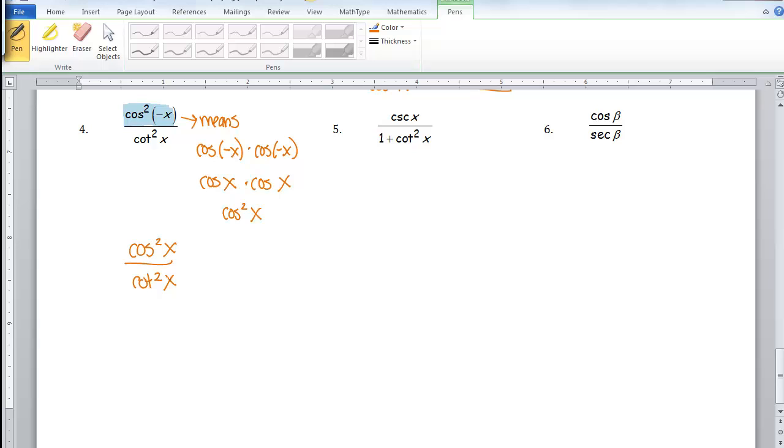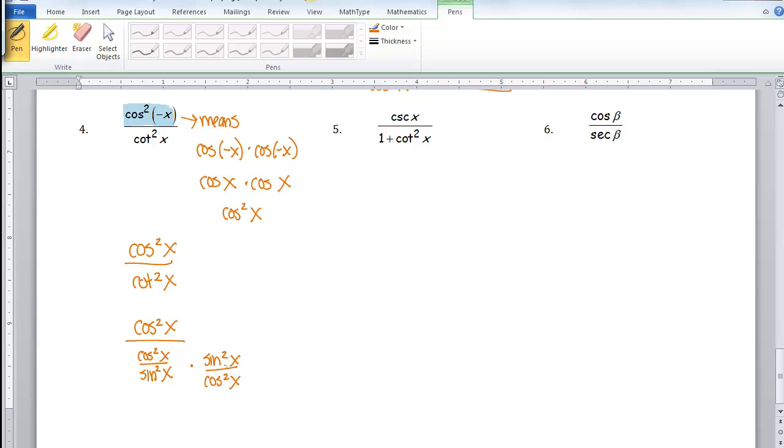I'm again at a spot where I can't do Pythagorean identity. I already have one fraction and there's nothing to factor out. I want to put things in terms of sine and cosine. And so again, that quotient identity for cotangent says that cotangent squared is the same thing as cosine squared over sine squared. From here, we have to remember how to get rid of a fraction within a fraction. We want to multiply by the reciprocal of the denominator.